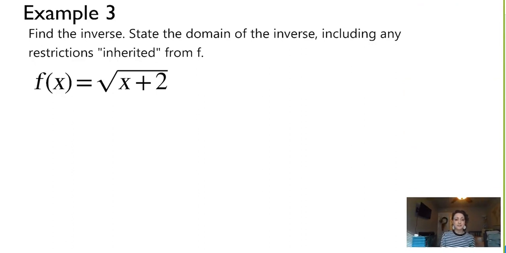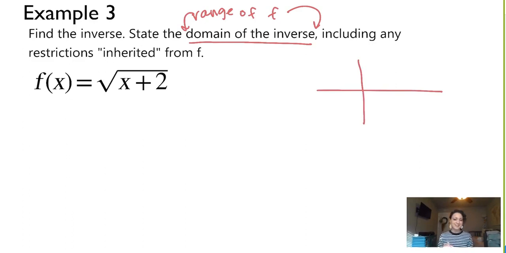All right, so we want to find the inverse, and it says state the domain of the inverse, including any restrictions inherited from f. So remember, the domain of the inverse is the same as the range of my original function, right? So let's think about my original function f of x before we do anything further. So we've got the standard square root function shifted which way? Left 2, okay? So it looks something like this.